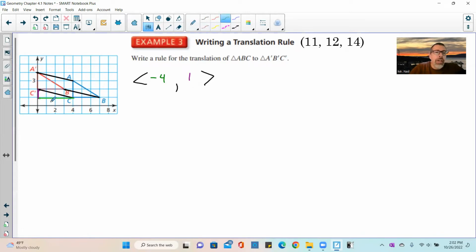Okay, and let me label the diagram. This is a distance of negative four because we're going to the left. I know distance can't be negative. This is a distance of four, but we're moving to the left. So it's negative four and up one. So this is a distance of one. So my vector rule for the translation is negative four, comma, one in these brackets. So now that you've seen that, you should be able to do problems 11, 12, and 14 in your exercise.